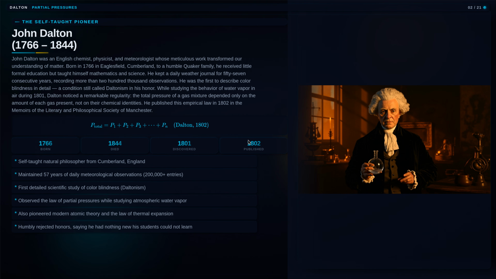While studying the behavior of water vapor in air during 1801, Dalton noticed a remarkable regularity. The total pressure of a gas mixture depended only on the amount of each gas present, not on their chemical identities. He published this empirical law in 1802 in the Memoirs of the Literary and Philosophical Society of Manchester.